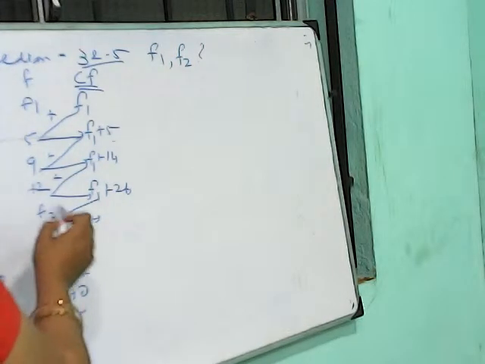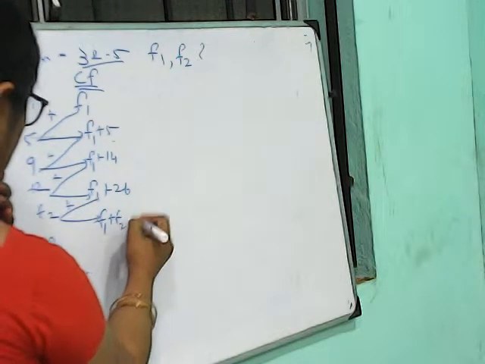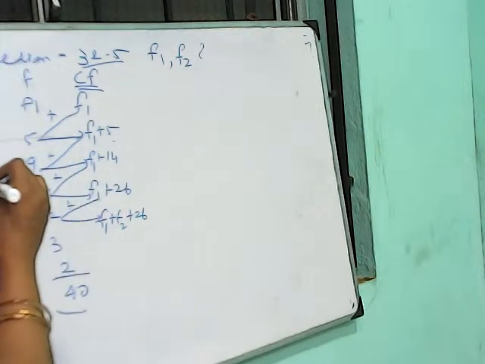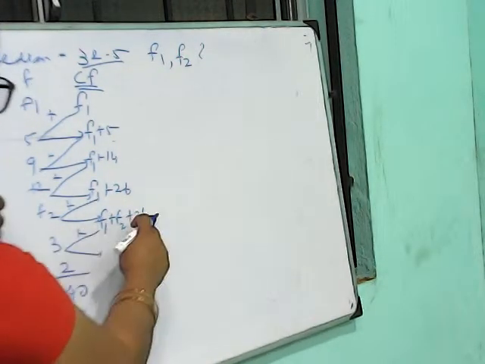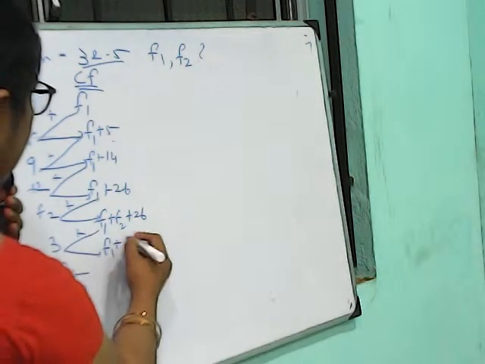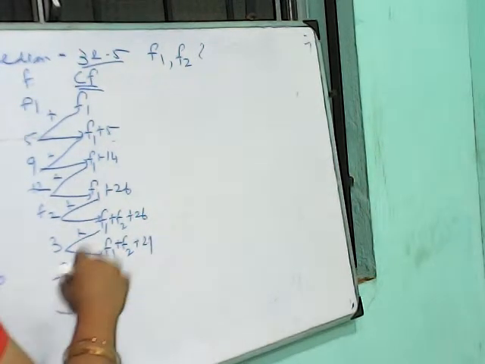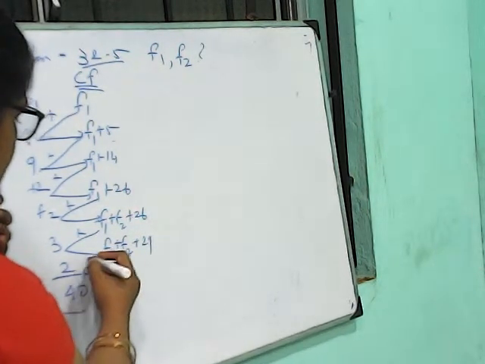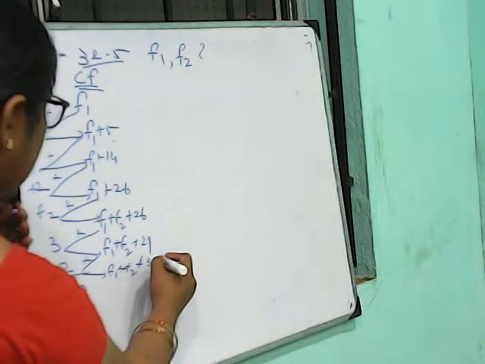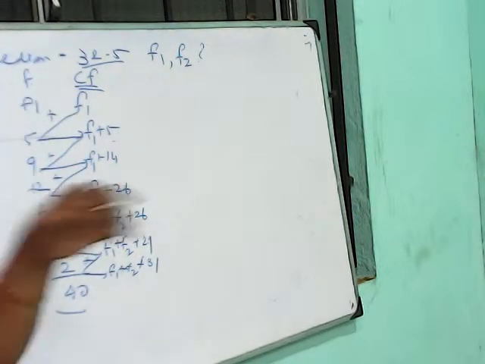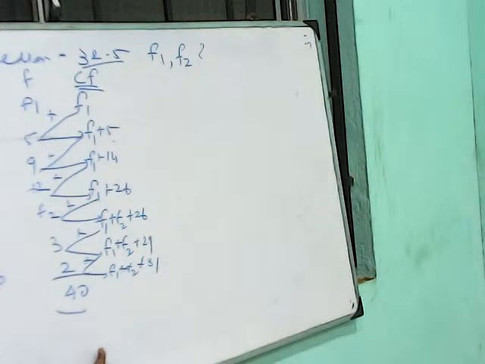Next, again add these two and write it here. See, you don't have a number here and you cannot add, so you have to write f1 plus f2 plus 26. Next, add again; here you have a number, 3, so we can add 26 and 3. So f1 plus f2 plus 26 plus 3, which is 29. Last, again there is a number, so you can add f1 plus f2 plus 29 plus 2, which is 31. Got it? Now we have all of these, and we know the total is also 40.